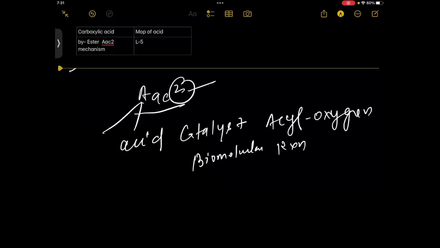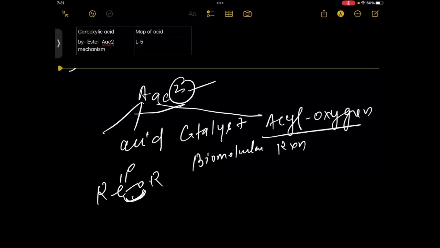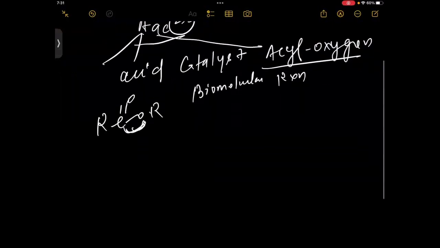A means acid. The second A here is the acyl, right? So why have I written acyl? Because every time in the ester, the C double bond O, this bond will be broken here. So that is the acyl bond. So the acyl bond is broken. Therefore, we write here acyl oxygen bimolecular. Okay. Now see here that it is an acid catalyzed hydrolysis of ester.